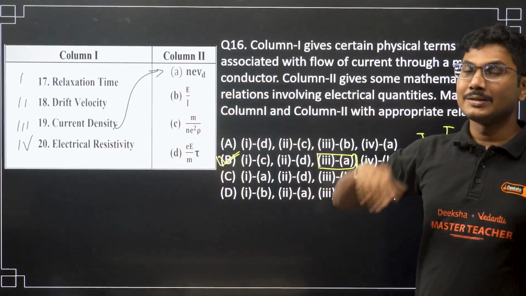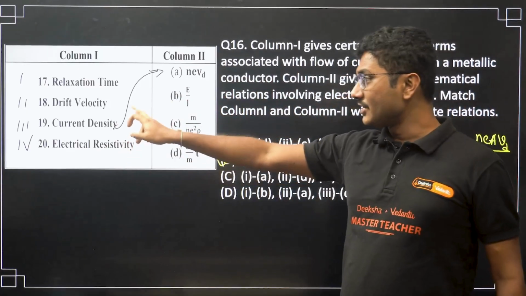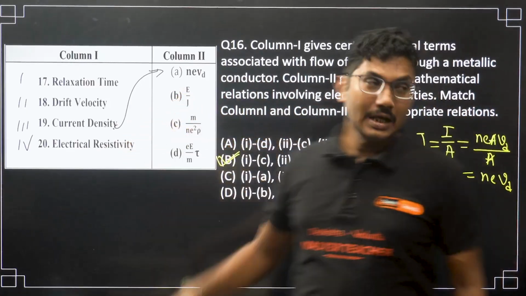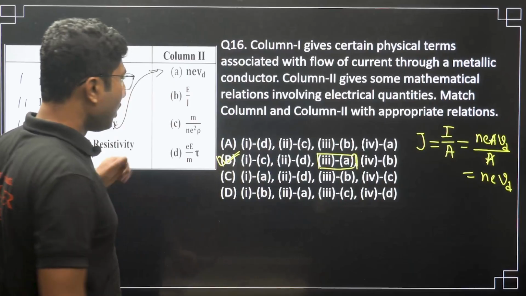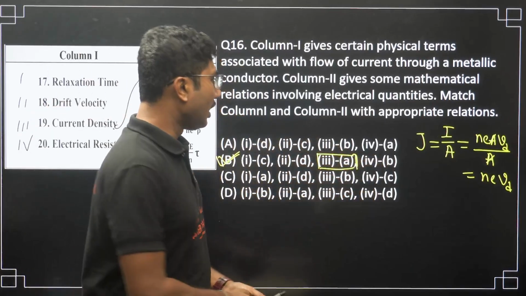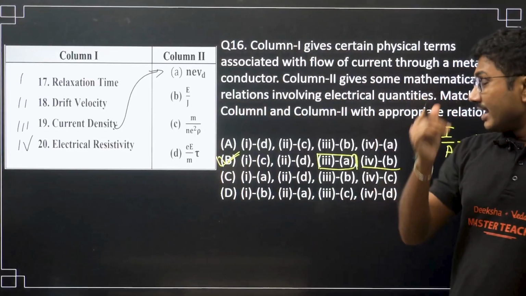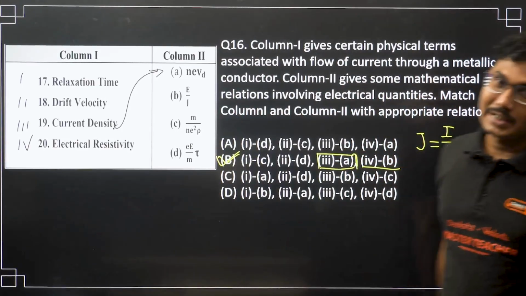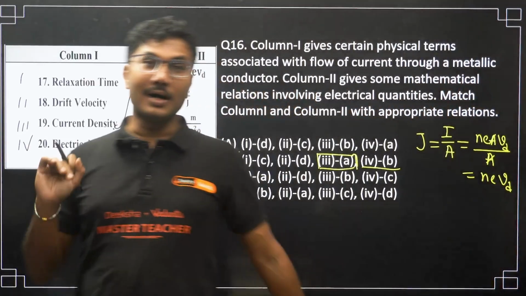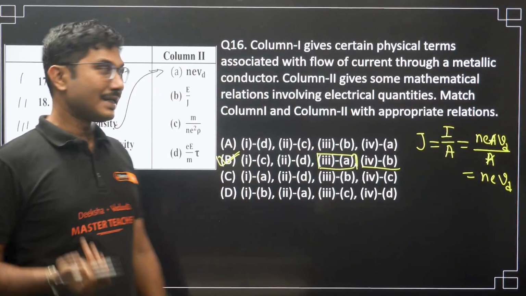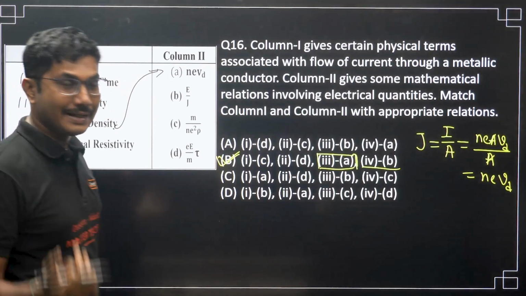So that means this is basically electrical resistivity. So 20 is matching with B. Now you see 20 means 4 is matching with B. So only one such combination will be there. So you will be exactly sure that this is my answer, and you can blindly mark that. Okay, this is how you answer even if you don't know the complete matching.